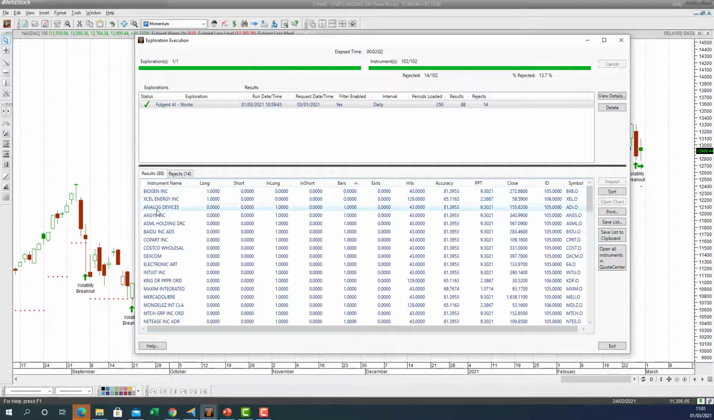So these are the most recent trades: ADI, ANSYS, ASML, Baidu, all longs. Copart, Costco, Dexcom, Electronic Arts, Intuit, Maxim Integrated. Quite a lot of new fresh trade ideas for February. Tesla incidentally also triggered a buy signal there. Is that a buy? Yes, it's a buy signal. It's a volatility breakout. So I'm going to look at a few of these.